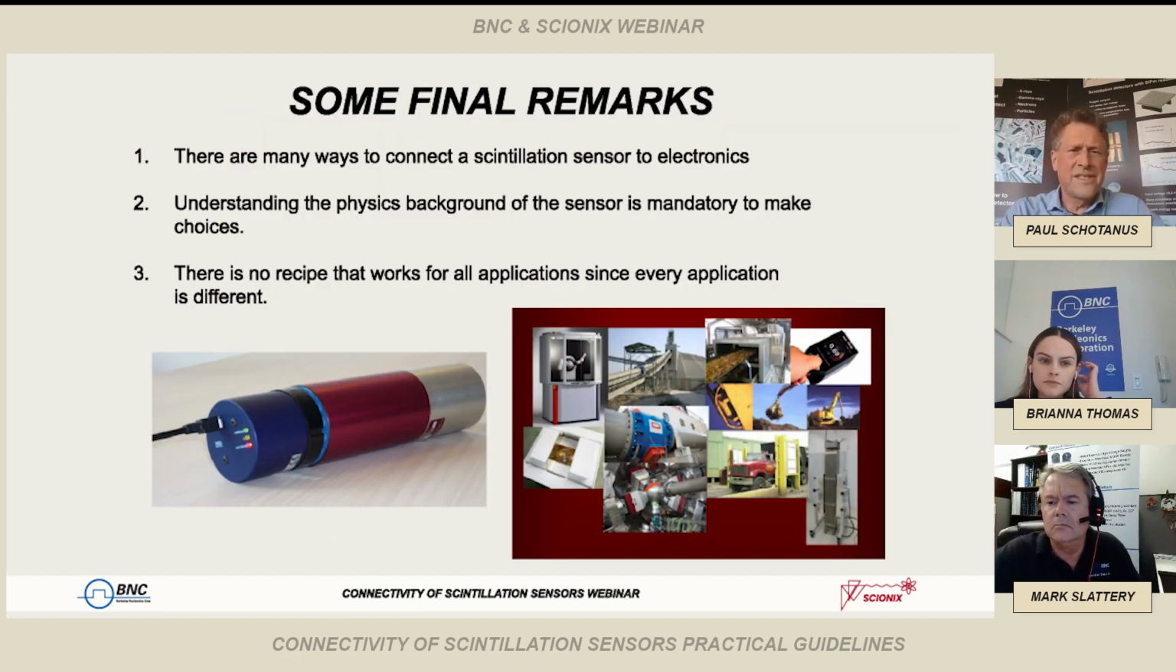In all cases, it is extremely important that we realize there are very many ways to connect scintillation sensitive electronics, but you have to understand the physics of your sensor in order to make your choices. And there's no recipe that works for everybody, because all applications are different. Thank you.